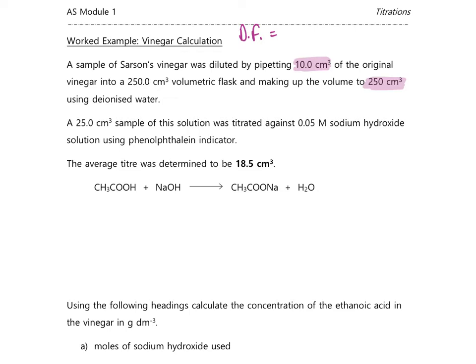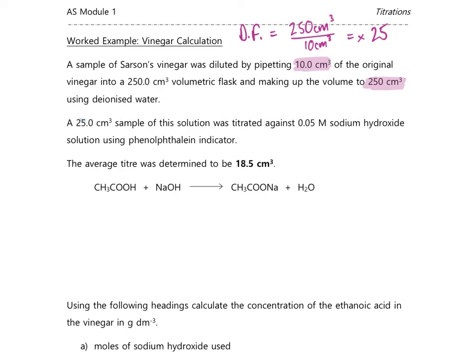Again, remember it's the total volume of your diluted vinegar divided by the original volume of the undiluted vinegar. And 250 centimetres cubed divided by 10 centimetres cubed is 25. So our dilution factor is times by 25. Our original Sarson's vinegar is 25 times more concentrated than the solution I will be using for my titration, because it is the diluted vinegar that I use for my titration.